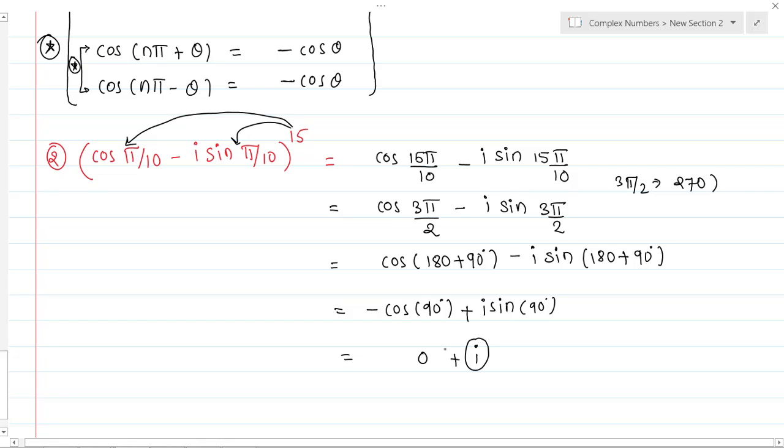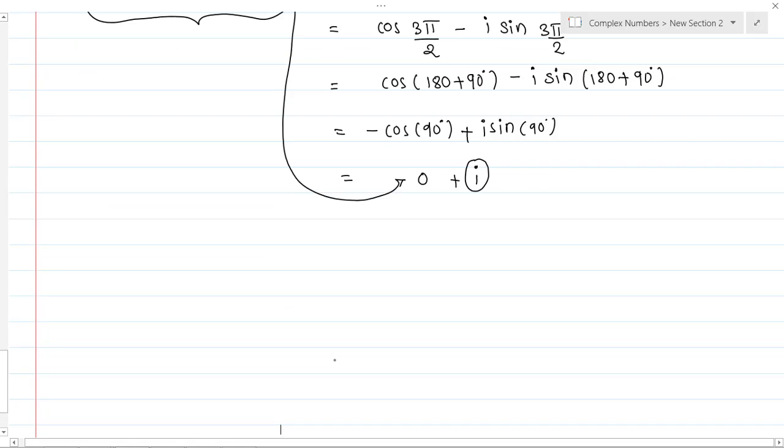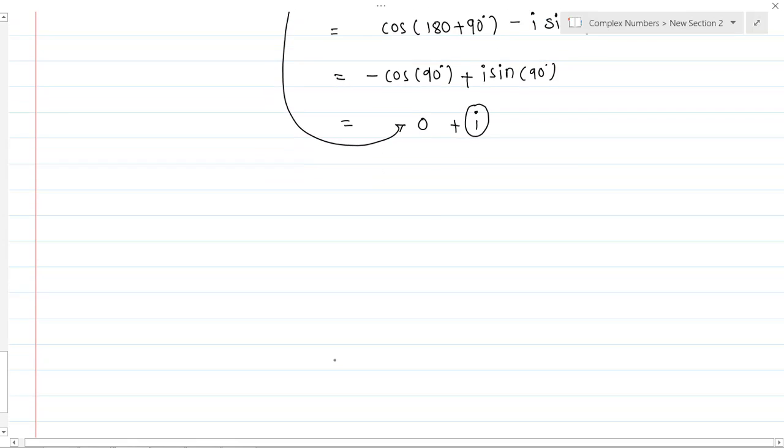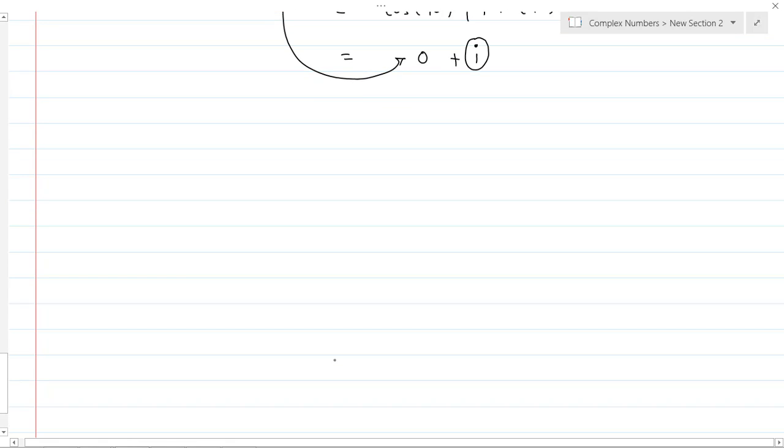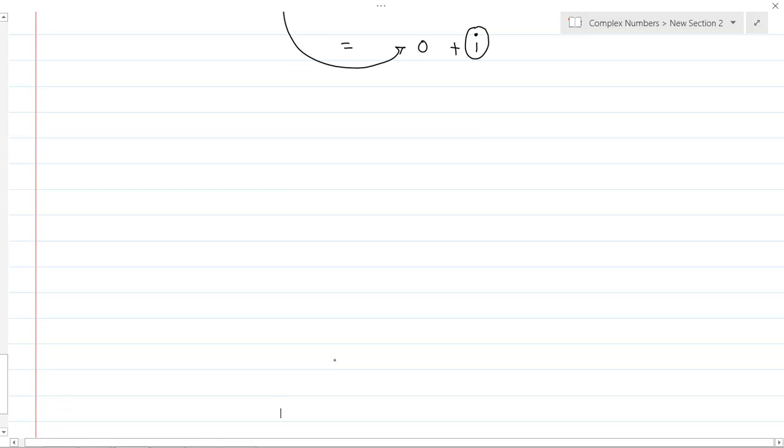So what is your answer? You took such a big power, the 15th power of this complex number, so what is the answer? It is i. Are you getting this? Good. Now let's see the next one.